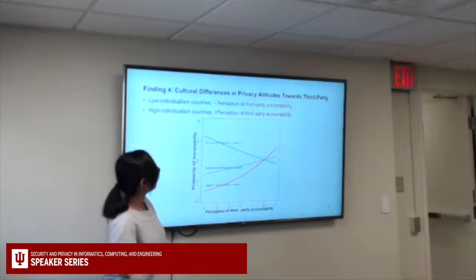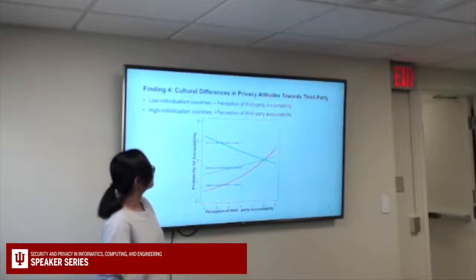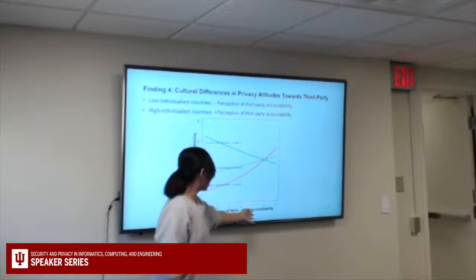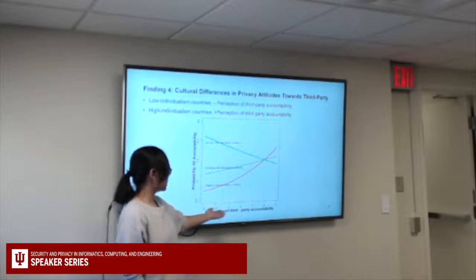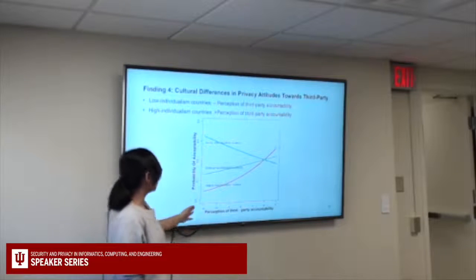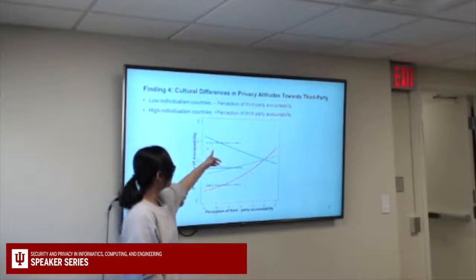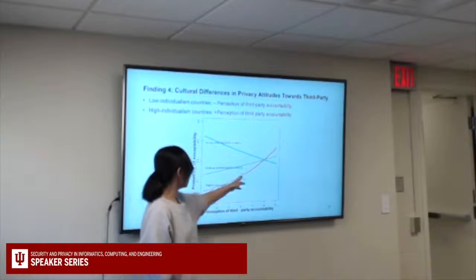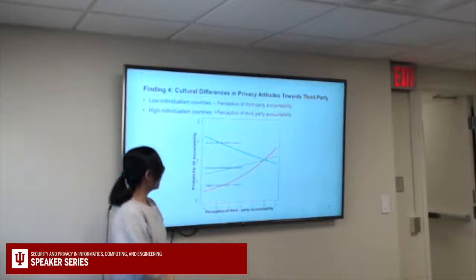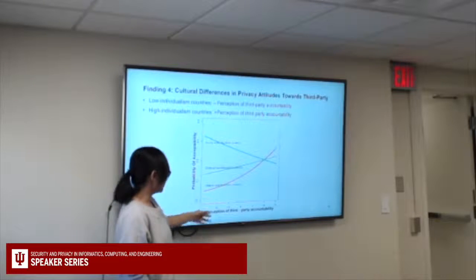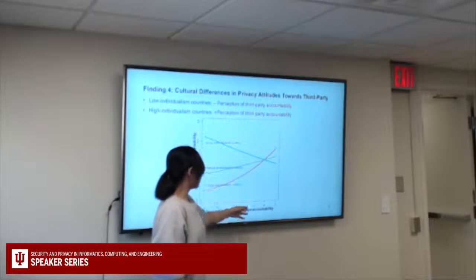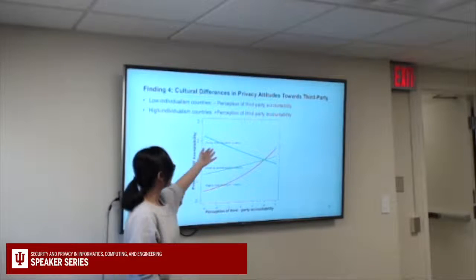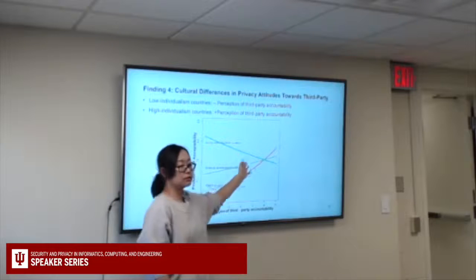This figure is about the cultural differences in privacy attitudes towards third parties. The X axis is whether the third party is accountable for the data collection or not, and the Y axis is the acceptability. The blue line represents low individualistic countries, the red line is high, and the green line is medium. For highly individualistic countries, when third-party accountability increases, their acceptability also increases. But for low individualistic countries, it's decreasing.